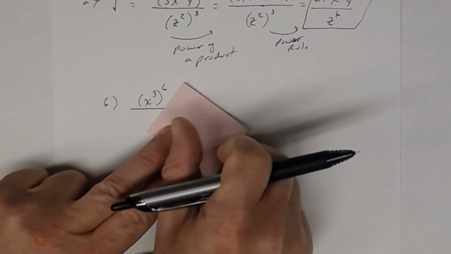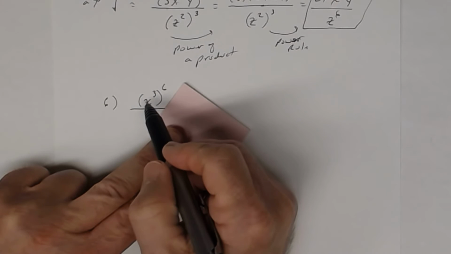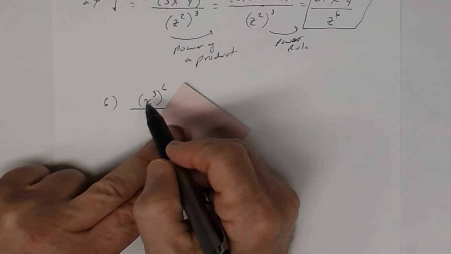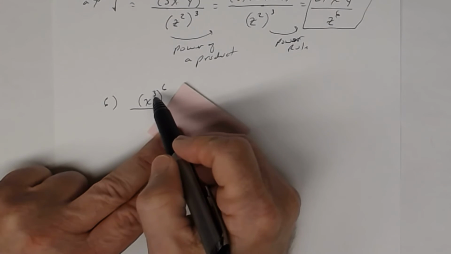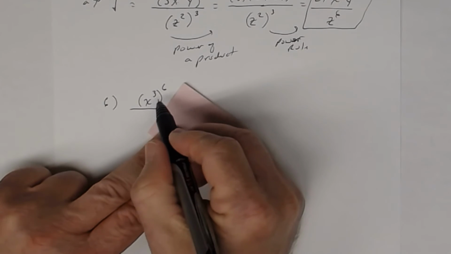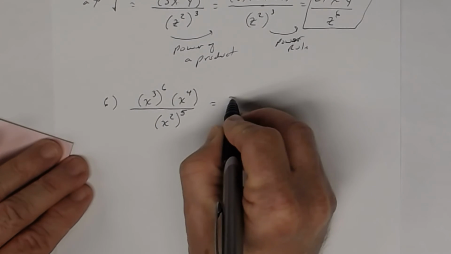So for example, let's look at this right here. I have a power of an expression, right? So I can use the power rule. 6 times 3 is 18. So right away I know that this is x to the 18th power. Go ahead and write that, x to the 18th.